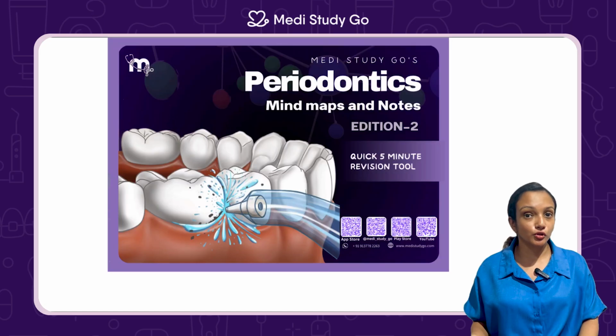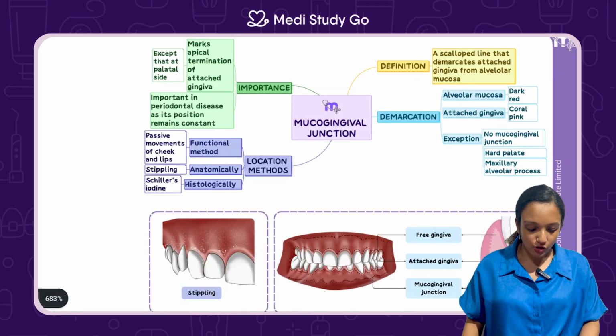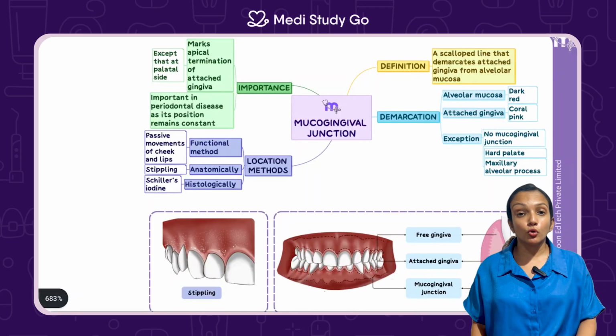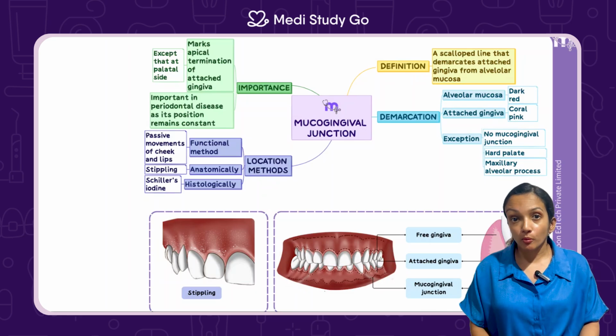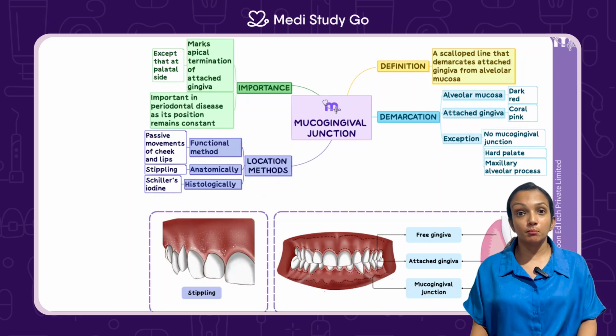So now let's go to the topic for today. The topic for today is Mucogingival Junction. A very important topic. Although it may seem small, it is by no means irrelevant. It is very important because it helps us in periodontal diagnosis as well as treatment planning. So let's look at it now.